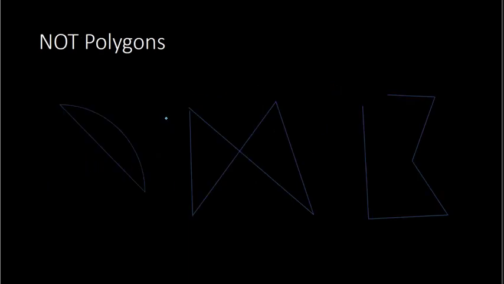Whereas here, these are not polygons. This first shape is not a polygon because this side is curved, it's not straight. The second shape is not a polygon because it crosses over itself. Because it crosses over right here, this would not be a polygon. And this third shape over here has this big opening. So because of that, this shape is not a polygon.